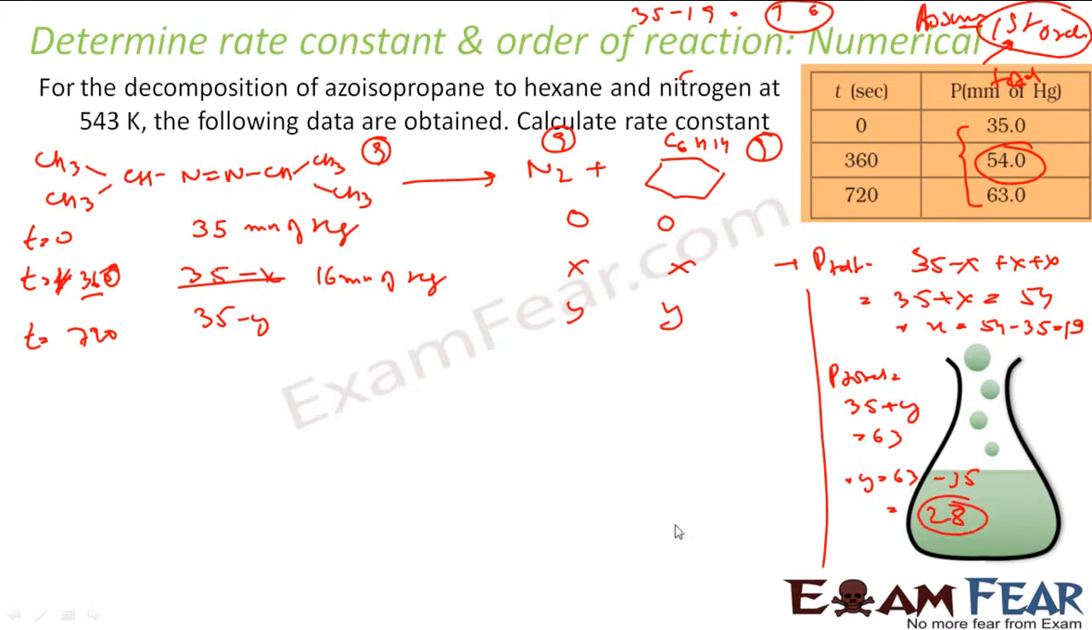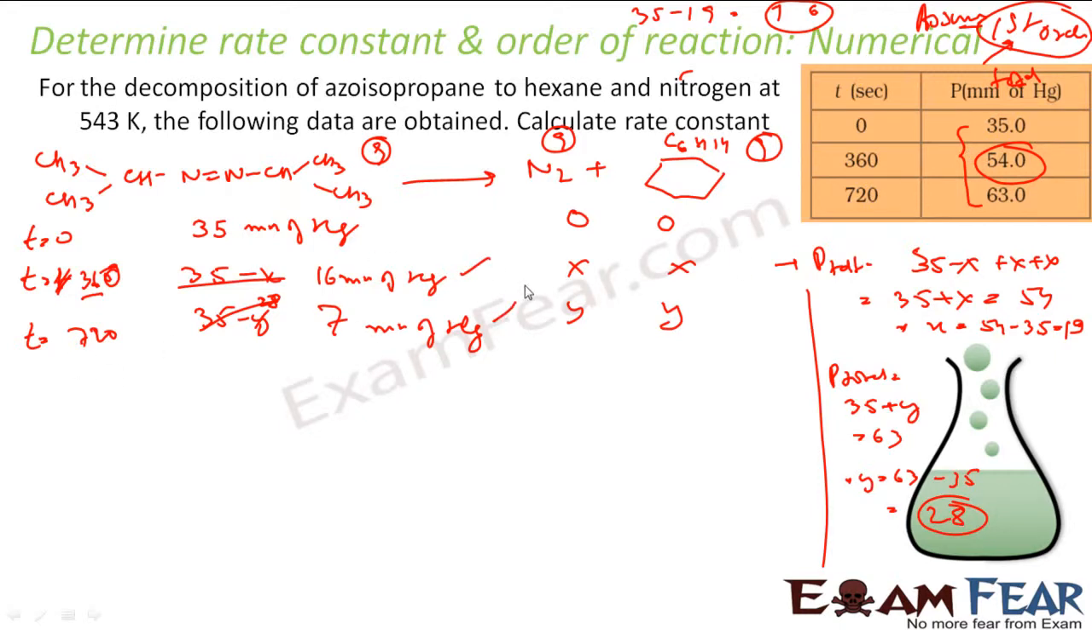That is 28. If Y is 28, 35 minus Y is what? 35 minus 28 is 7. Why am I doing this? Because the formula which I have for first order equation is K is 2.303 by T log of initial pressure of azoisopropane by final pressure of azoisopropane. I don't know the values of the pressure of azoisopropane. I have the final total pressure value. So with that I got these values.